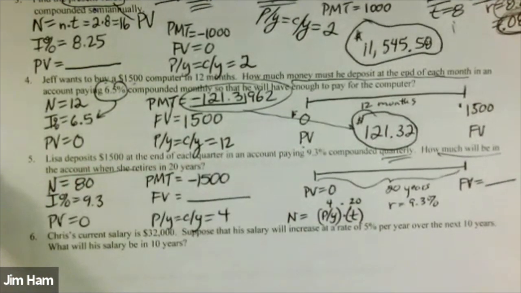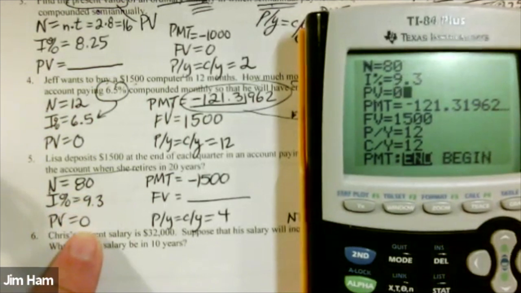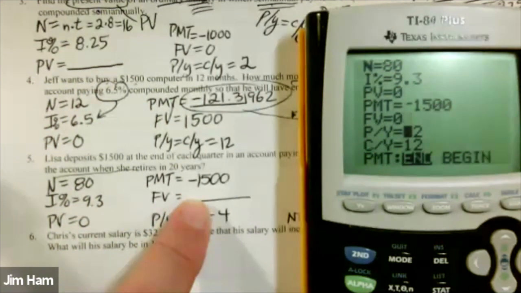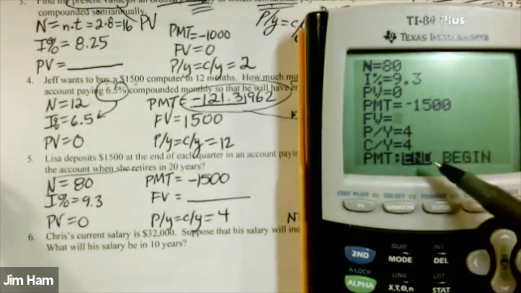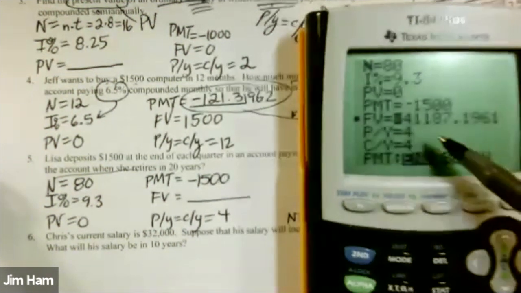Now, a lot of times we'll ask you, well, how much did Lisa invest? What was her total contribution? And then how much of what she ended up with in the future was interest that she earned over that 20-year period. So we have 80 for N, and then 9.3, and then 0, and negative 1,500. Future value is what we want to calculate, and 4 quarterly payments each year. So we know 6 of the inputs. We're always going to leave this to be end because we're working with ordinary annuities.